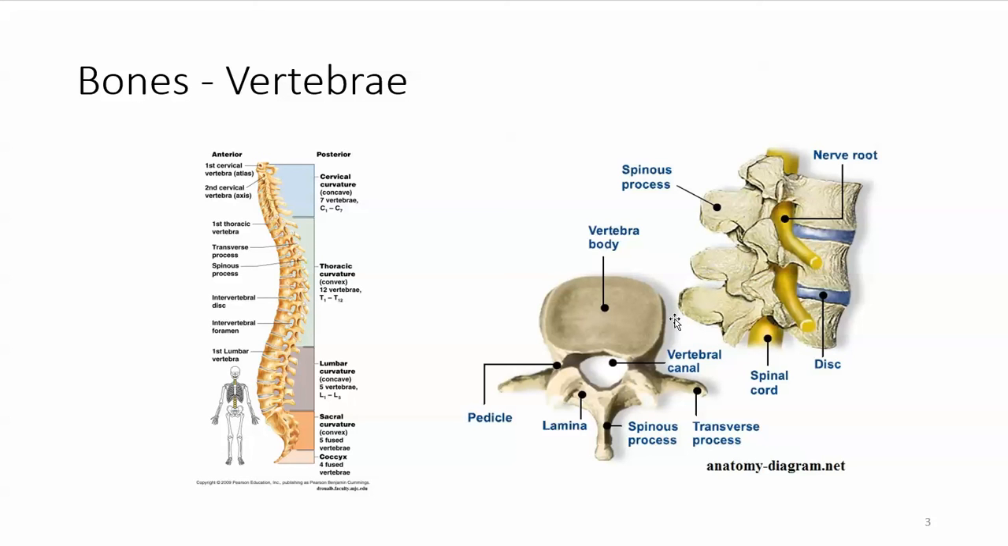This is a vertebra, or a vertebral body. This is the anterior portion. The vertebral canal is also called the foramen, and the spinal cord passes through here. This is the anterior portion, and this is the posterior portion.